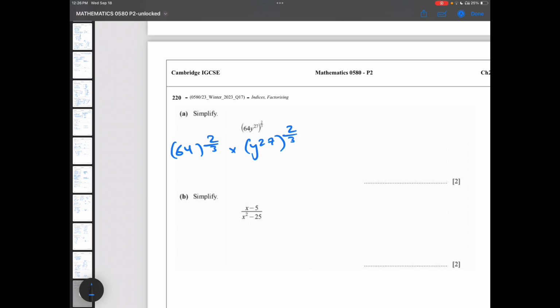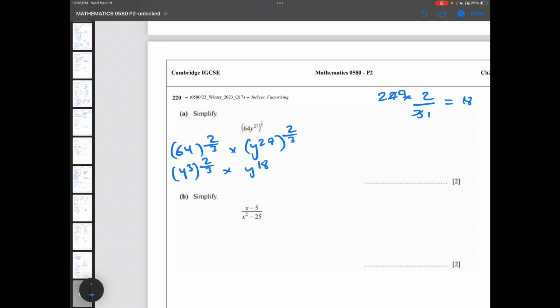We know that 64 is the cube of 4. So I will write 4 cube to the power 2 upon 3. Now, when we have power on power, according to the law of indices, we multiply their powers. 27 multiplied by 2 upon 3: this 3 gets cancelled with 27 becomes 9, and 9 multiplied by 2 is 18. So it becomes y to the power 18.